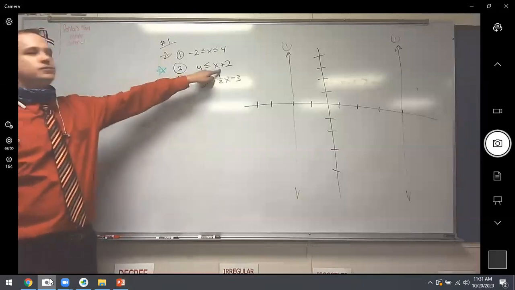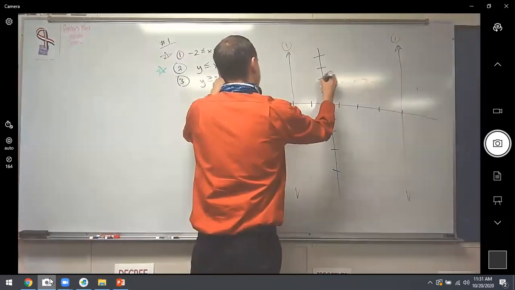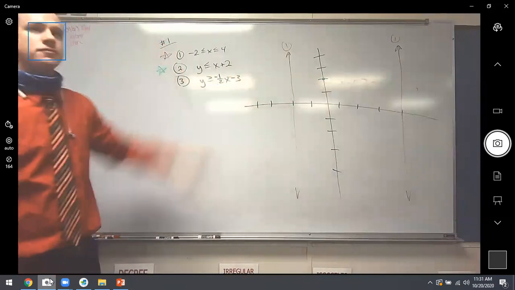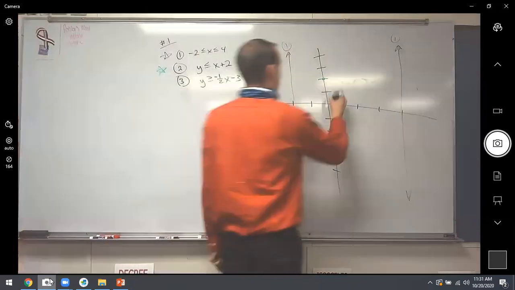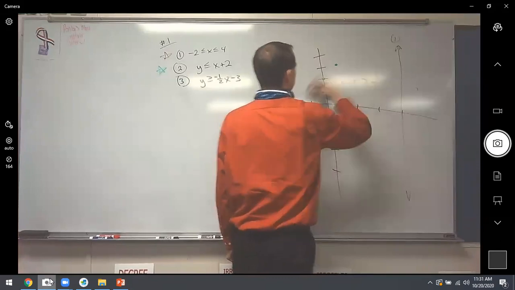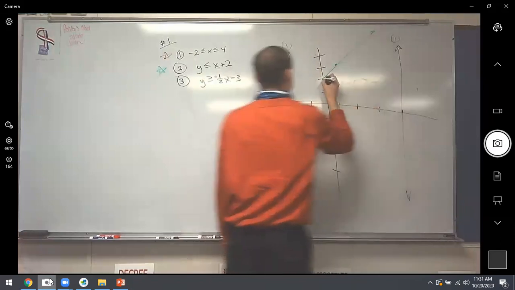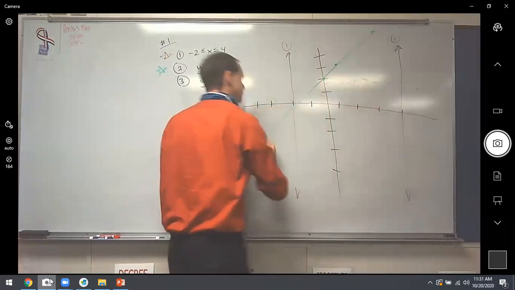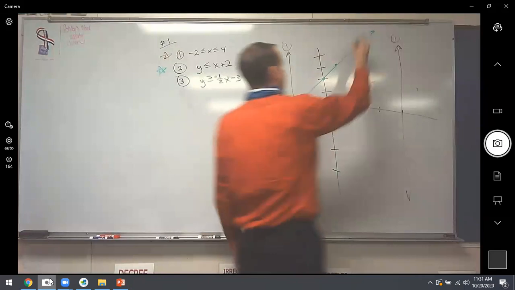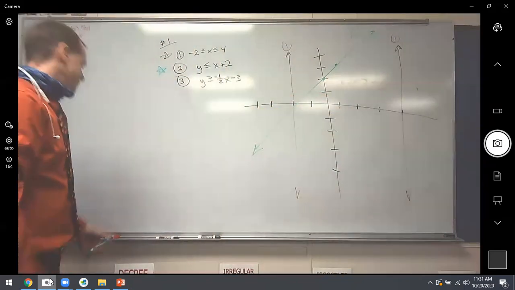Here we go. Y-intercept's 2, correct? So I know it's going to cross at 2, and the slope is 1. So every time you go over 1, you're going to go up 1. So over 1, up 1, over 1, up 1. It's going to look like this. And that's a solid line too, right? They're all solid today, most of them. And it looks something like that right there. There's my second inequality.